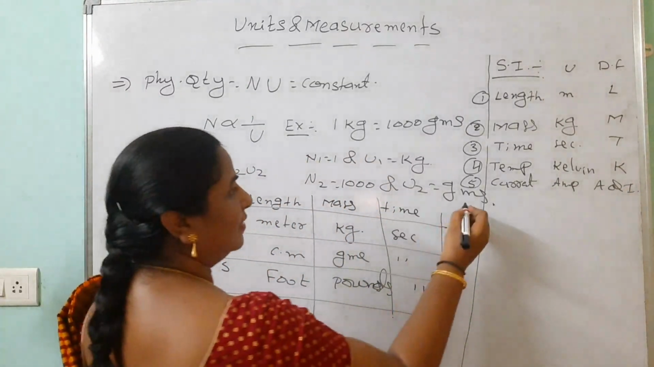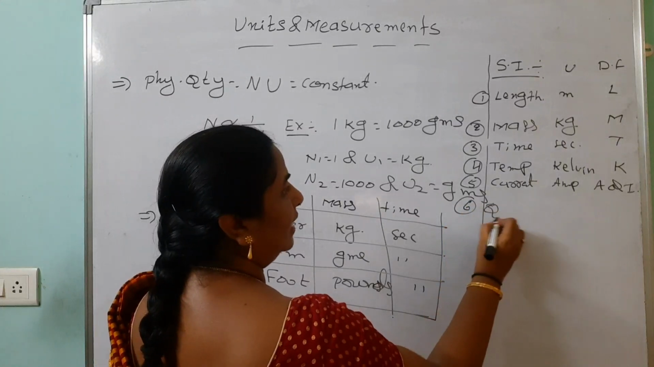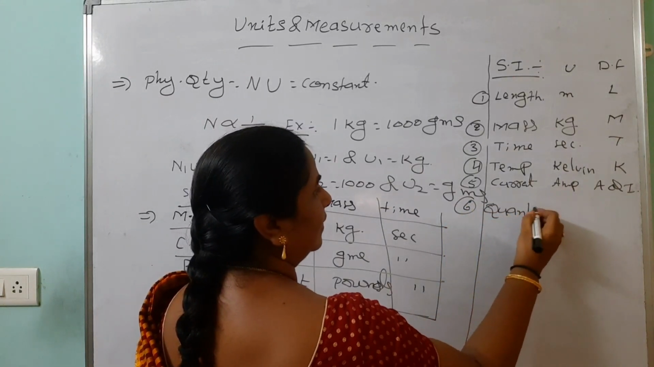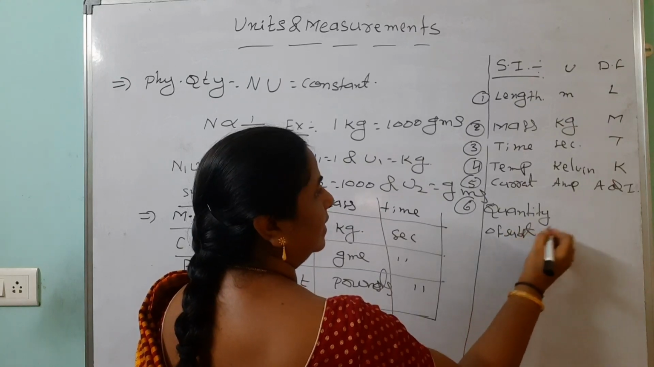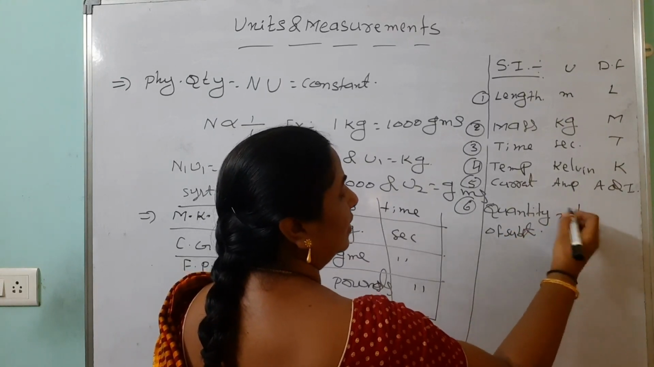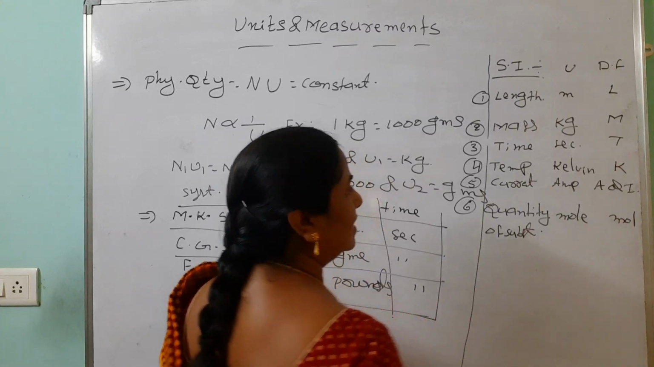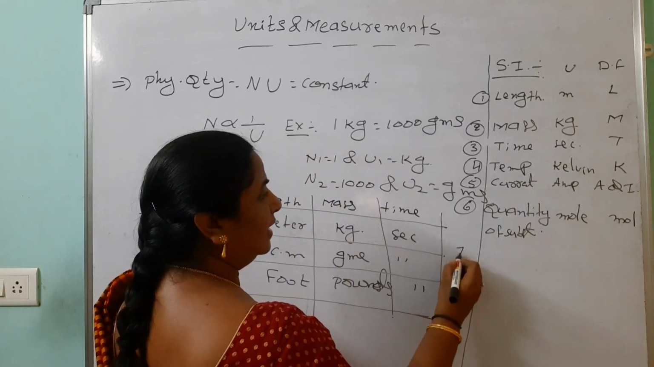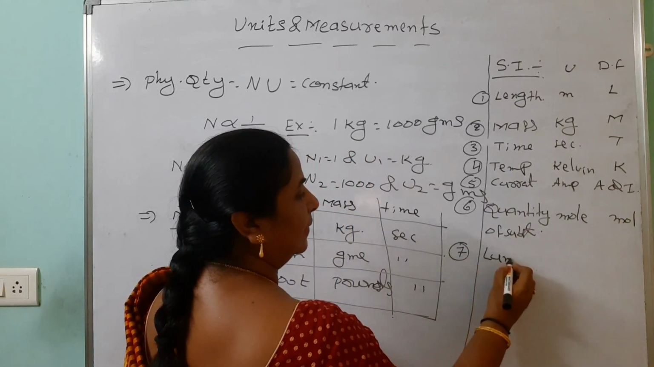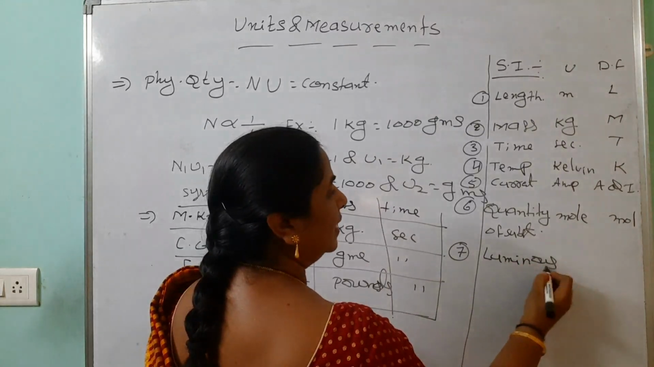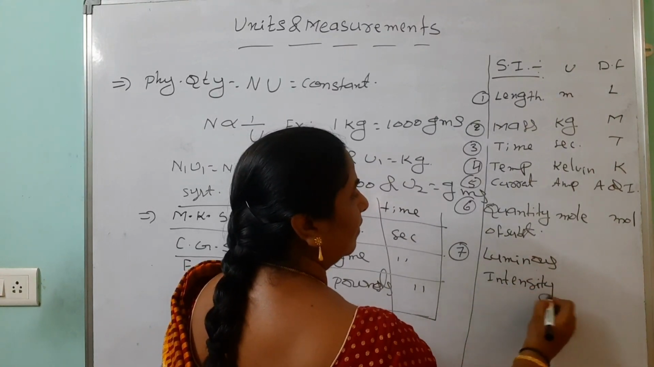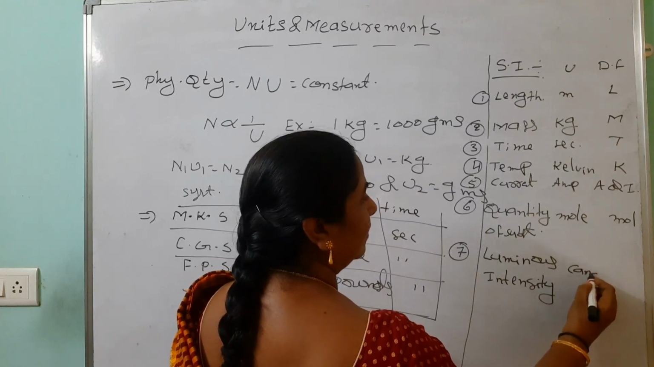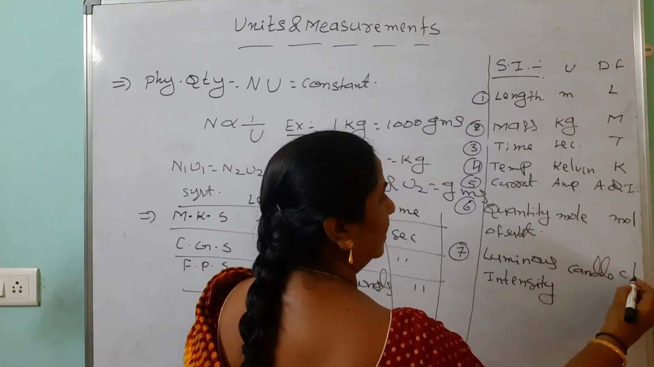Then the sixth one is the quantity of substance. The unit is the mole and the dimensional formula is MOL. Then the seventh one is luminous intensity. The unit is the candela, represented with CD.